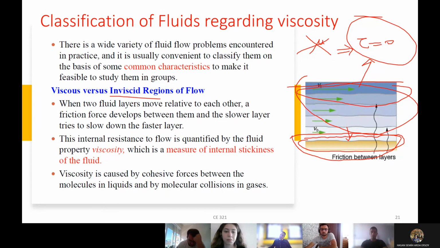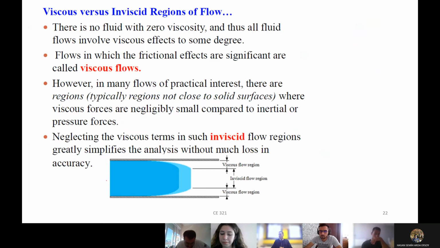Viscosity is caused by cohesive force between the molecules in liquids and by molecular collision in gases. What is the origin? The origin of viscosity is again cohesive force between molecules. So we can define fluid regions as viscous and inviscid regions, and in inviscid regions we can say that tau equals 0 and continue to solve any relevant problem in that region easily. Viscous versus inviscid region.